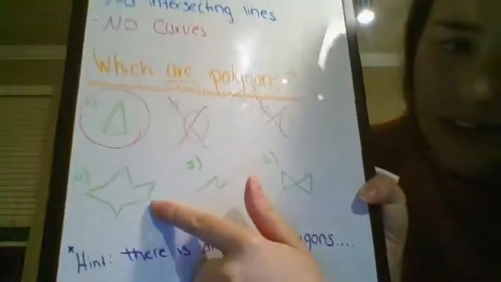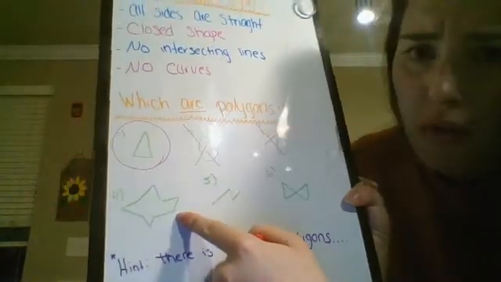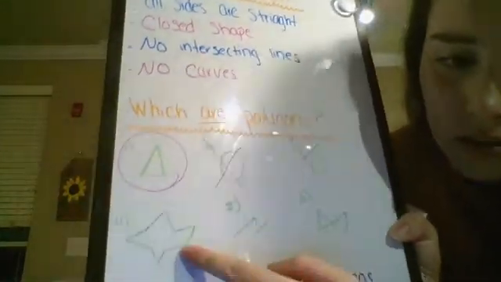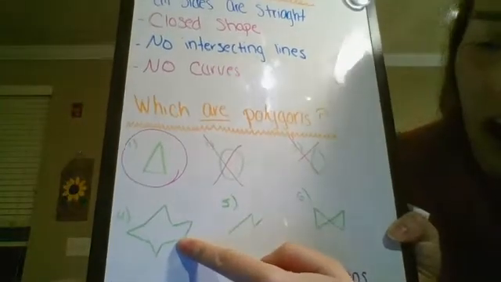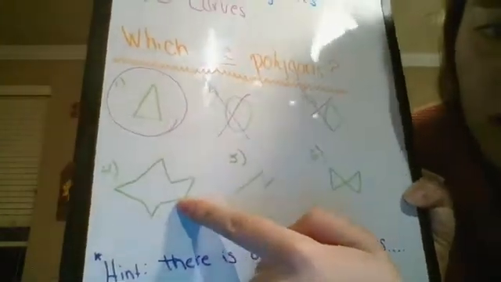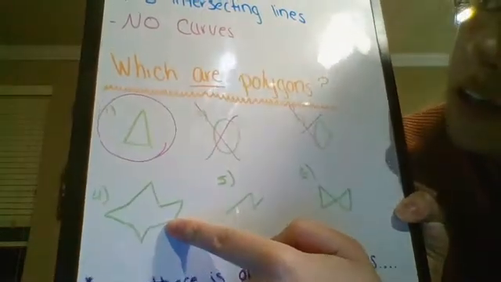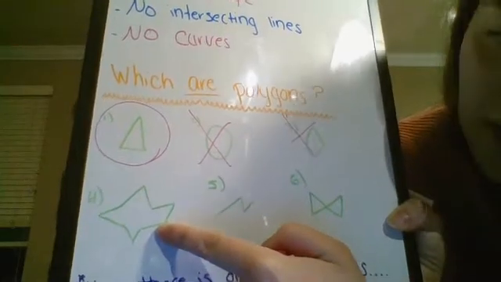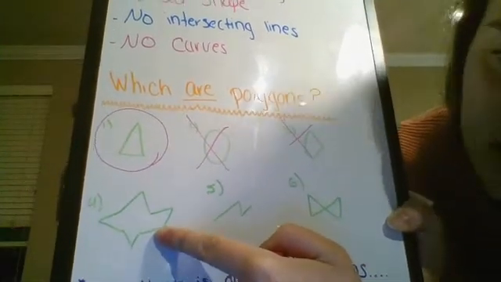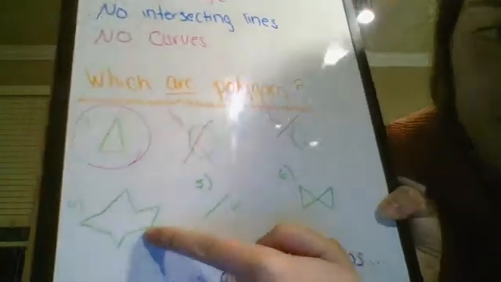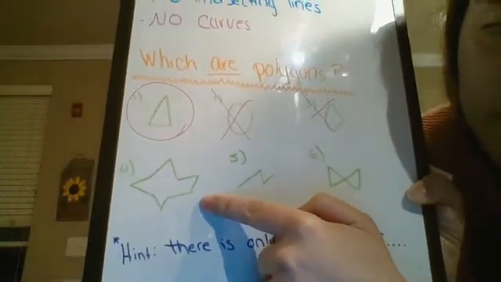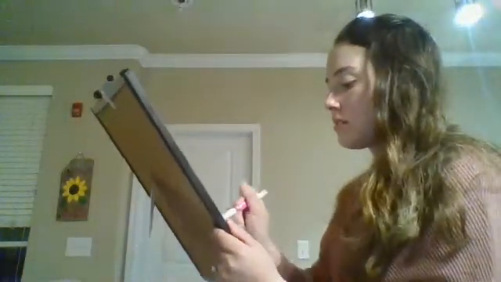All right, number 4. So number 4 is a little bit of a different shape. I typically don't think of this shape when I hear the word shape. So let's look. Okay, so let's think. Are all the sides straight? Yeah, they're all pretty straight. Is it a closed shape? Absolutely. There's no dots in there. Are there intersecting lines? No intersecting lines. They're looking pretty good so far. And are there curves? I don't see any curves. So this shape would also be a polygon. So I'm going to circle that one as well.